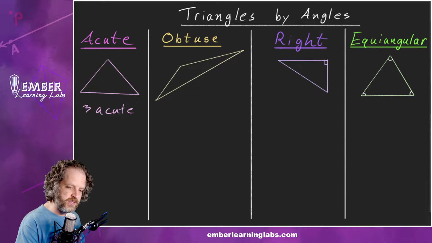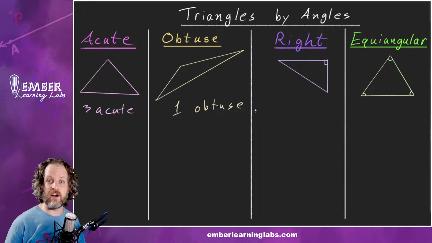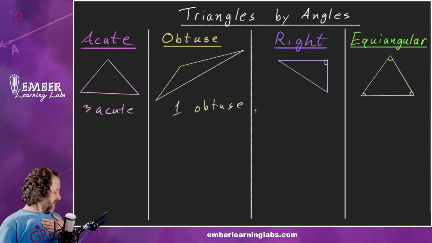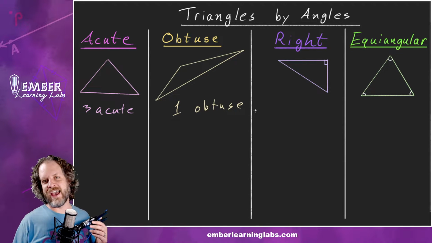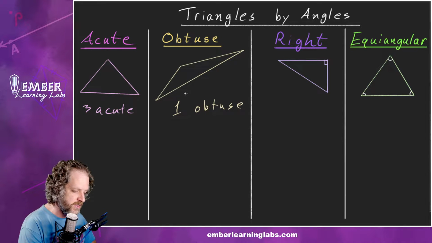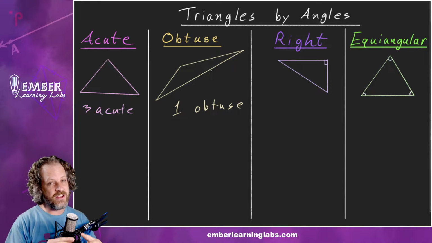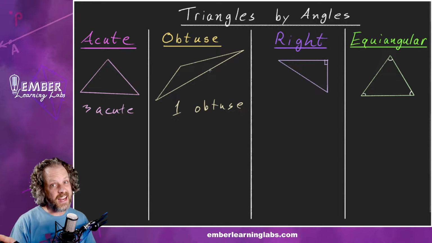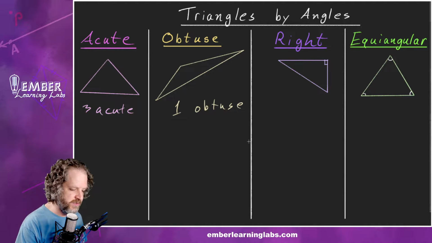Obtuse triangles, jumping over here, have 1 obtuse angle. What are obtuse angles again? They're angles that are greater than 90 degrees, right? And so it's got this one large angle. The other 2 would obviously be acute, right? Because there's a total of 180 degrees in a triangle. So if you have one that's bigger than 90, the other 2 have got to be smaller, right? So it's got 1 obtuse angle.